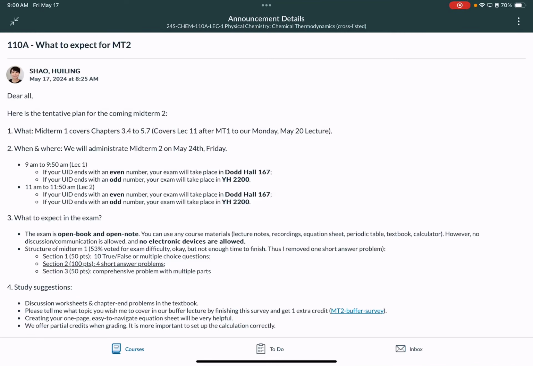Firstly, as I promised, I have more information regarding our plans for midterm 2. You can see this announcement likewise in your Brewing Learn account, and we can just quickly go over it. Basically, the midterm exam will cover everything after our midterm 1, which is the physical meaning of entropy and linking entropy with probability. That's where we're going to start our midterm 2.